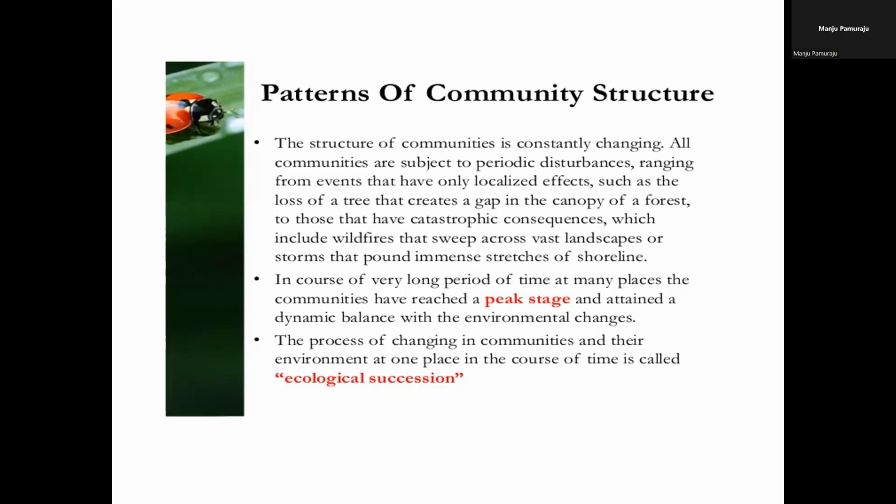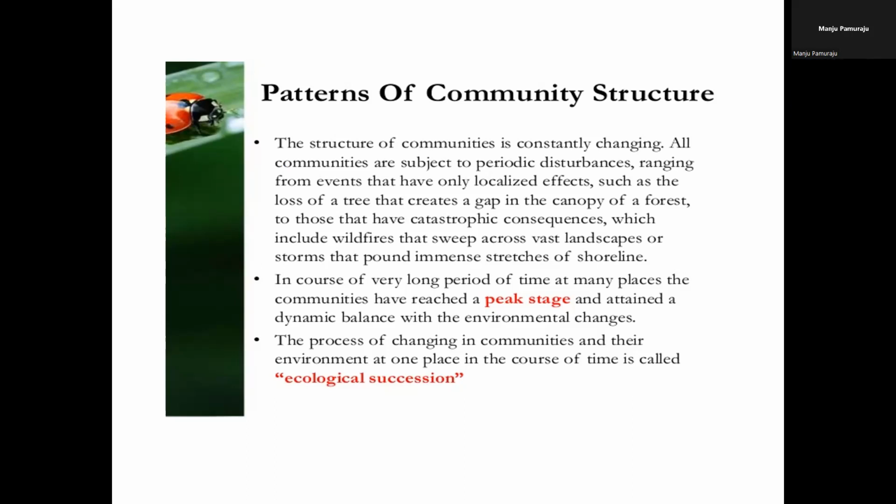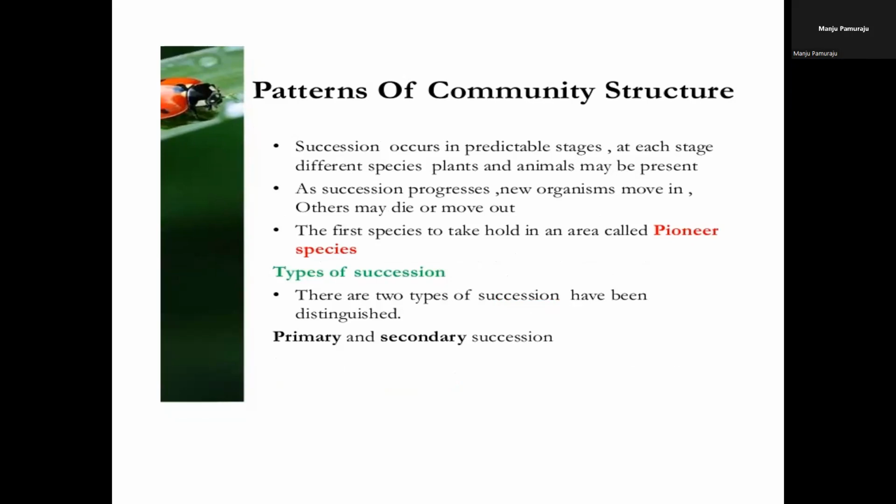And at last, the final community is formed without any environmental disturbances. So the process of change in communities and their environment at one place in the course of time is called ecological succession. Succession occurs in predictable stages. At each stage, different species of plants and animals may be present, so the same place is occupied by different communities at particular intervals.